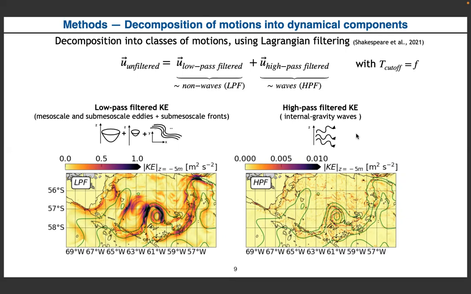And that is in contrast with the Eulerian frame, where the characteristic temporal scales of waves is impacted and modified by the Doppler shifting due to the background low frequency circulation. So the Lagrangian filtering results in a low pass filtered field, which accounts for the bulk of eddies and fronts, and in a high pass filtered field, which accounts for the bulk of internal gravity waves. And this is a visual example of this decomposition for the near surface kinetic energy.